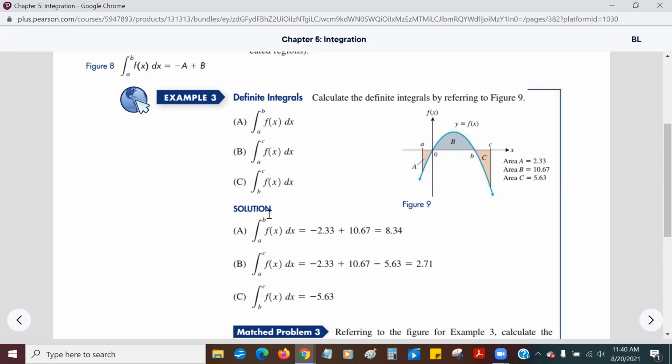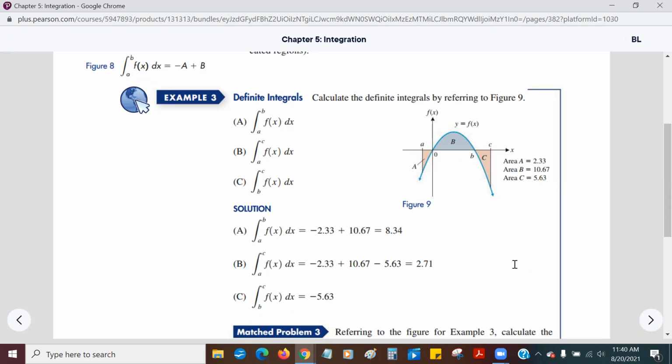And now if I want to go from B to C, that is from here to there, and that's just going to be negative 563. So that's the story. A definite integral is the area.